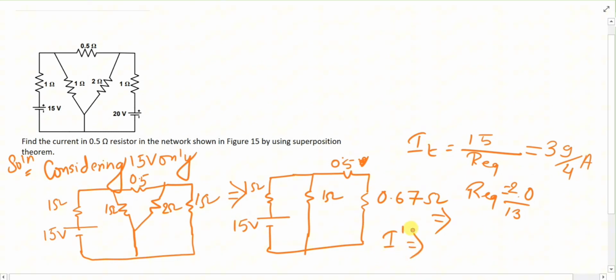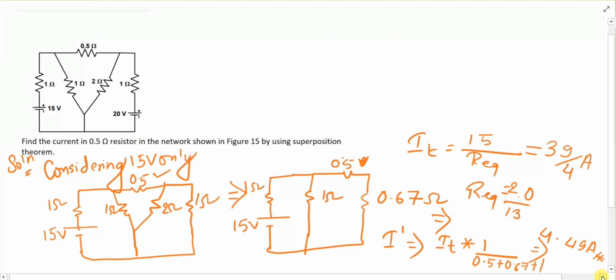from left side to right side, is equal to I total into the opposite branch, which is 1 upon 0.5 plus 0.67 plus 1, which is equal to 4.49 ampere. This is the current flowing through this 0.5 ohm resistor.